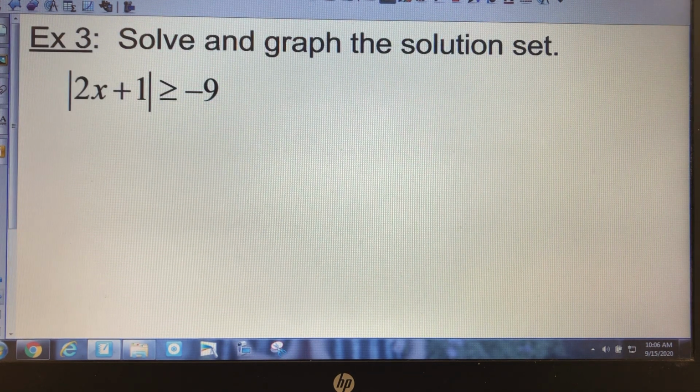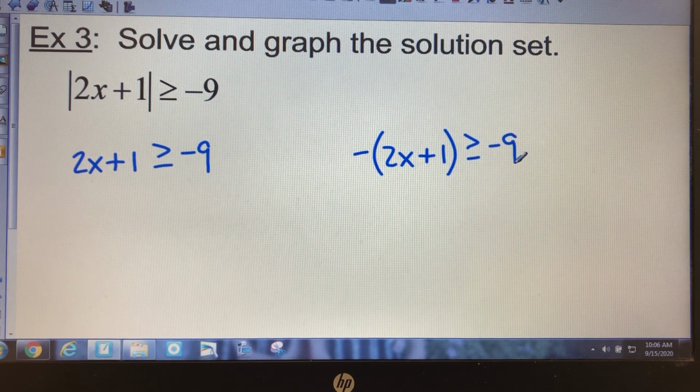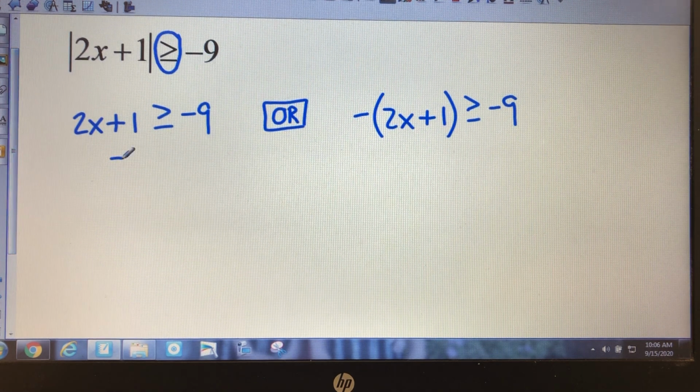All right, let's look at example 3. All right, so we have the absolute value by itself. That's good. So we can set up our two parts. Okay, so we do the opposite of what's the inside for that second part. Okay, so there's your two parts. Now, what's our keyword? What do you think? Keyword is or. All right, so it's going to be this or that. Okay? All right, so once you set up your two parts, go ahead and solve.